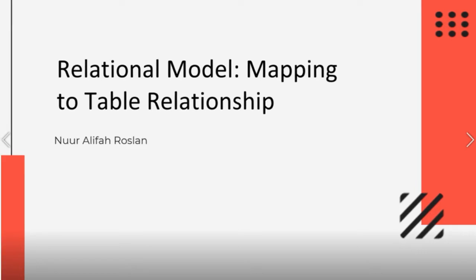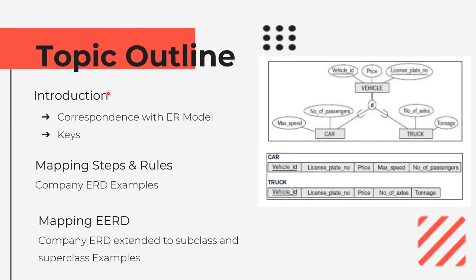So we start. For the covered topics, first is a big introduction about how the relation table corresponds with the ER model, and the important things you need to understand about the keys. Then the second topic is how we do the mapping. There are several steps and rules, which we may refer to with the company ERD examples. And the final one is how we will map the EERD.